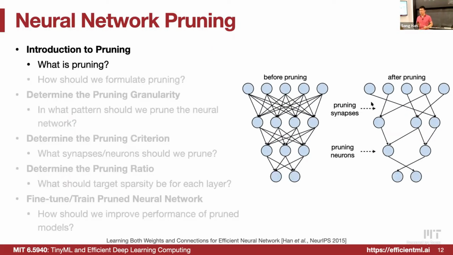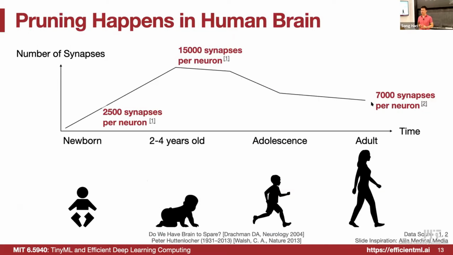Okay. So with that, let's start with the first part, the introduction to pruning. The pruning mechanism actually happens in the human brain. According to this study from Nature, a newborn child has about 2,500 synapses per neuron.